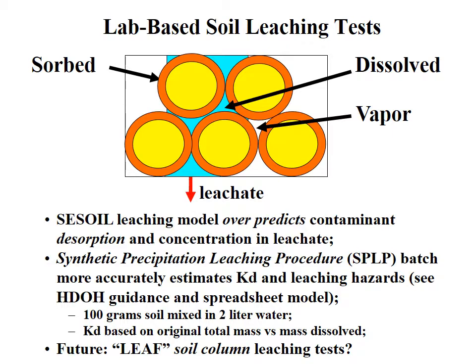Now we know from field experience that the soil model we use over-predicts contaminant desorption from soil and concentration in the leachate as it's migrating downwards. And this is just because of the problems of all these models predicting desorption of a contaminant from the soil into leachate, or desorption of a contaminant, if it's volatile, into vapor phase. The models tend to way over-predict how much of the contaminant is going to migrate or move into leachate, soil moisture, or into the vapors.